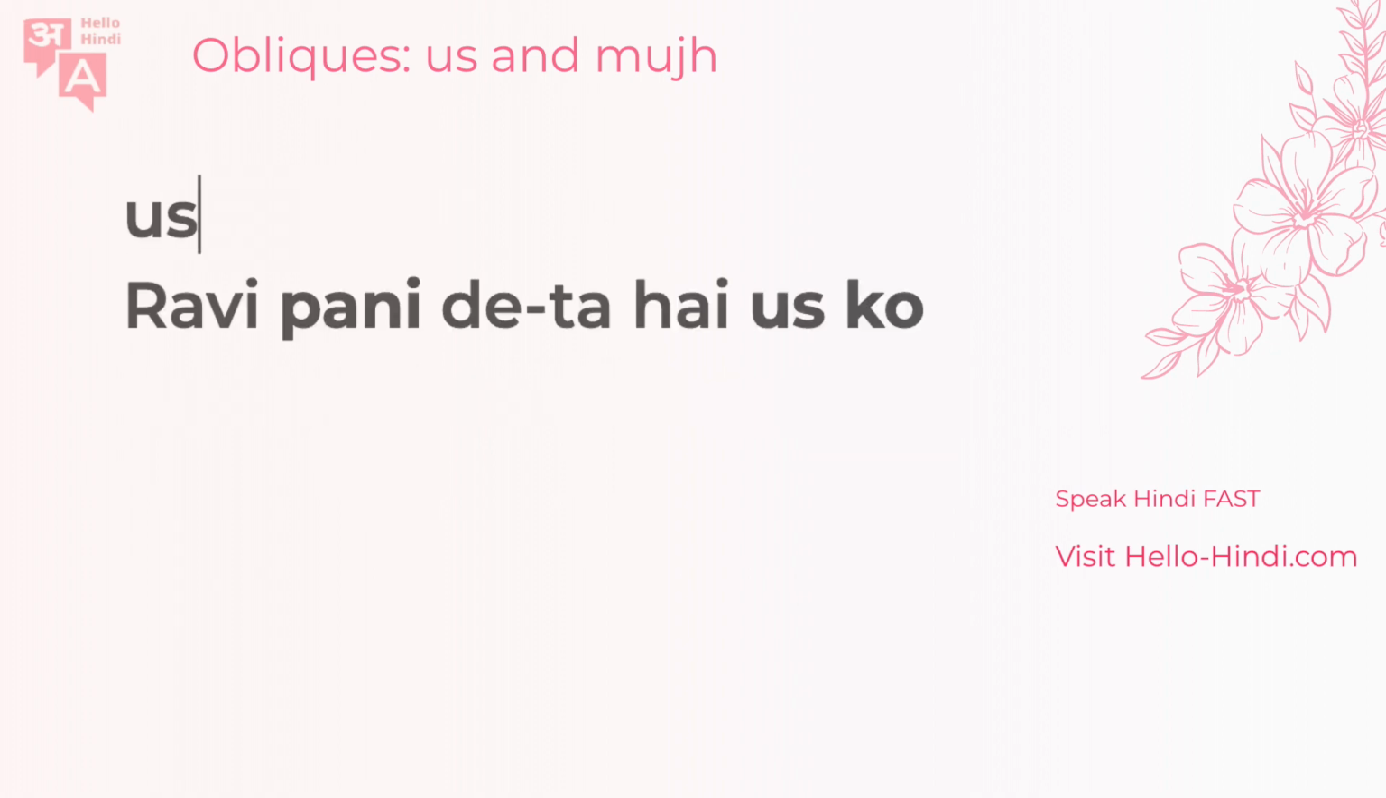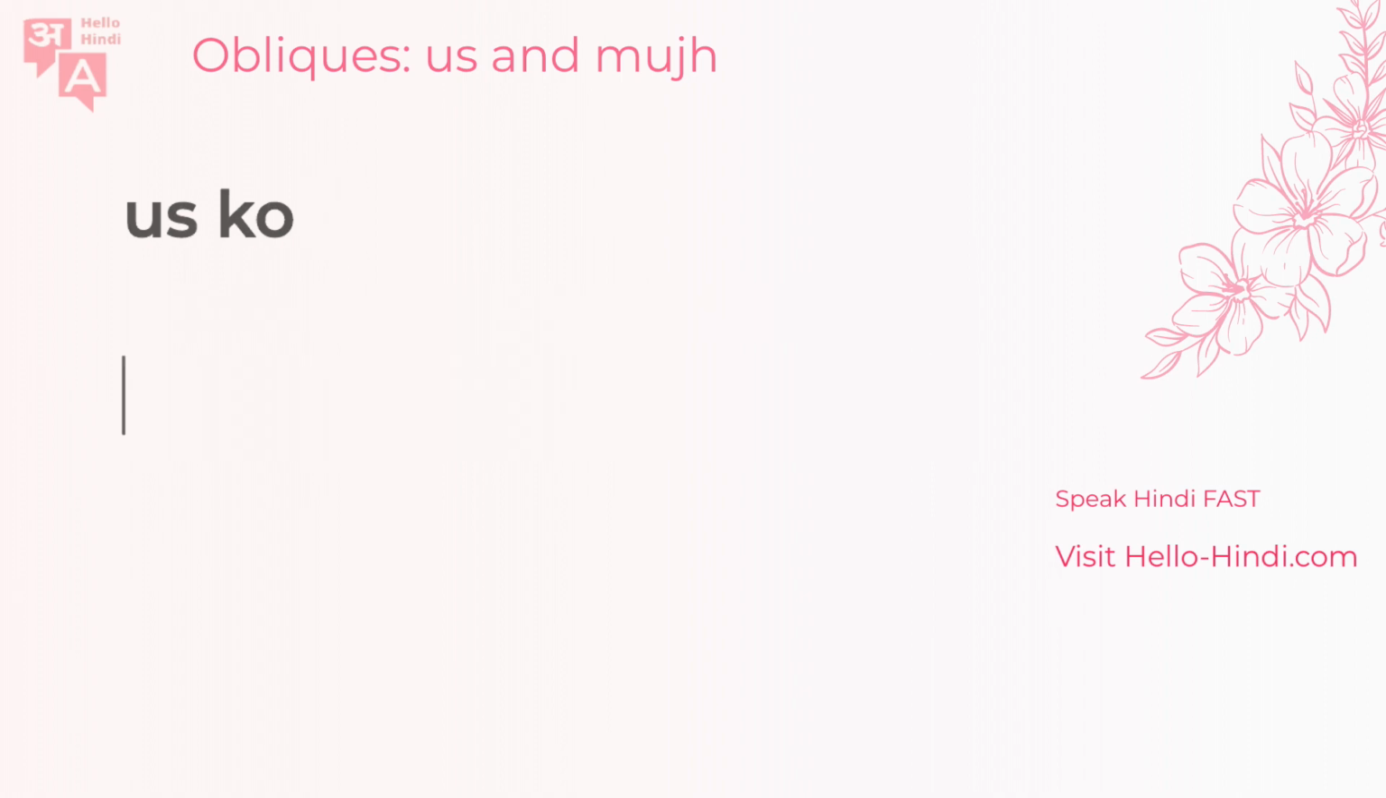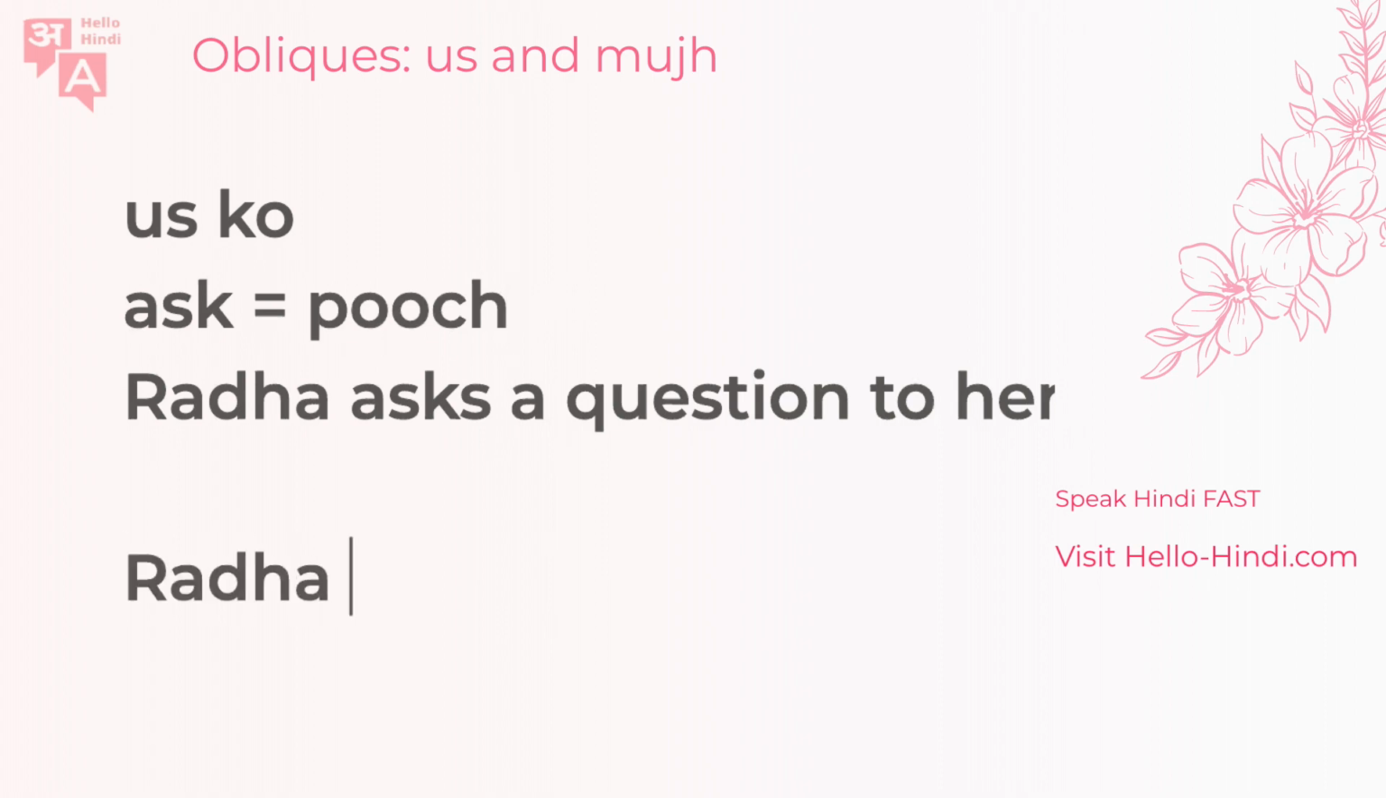So to him or her is just usko. You just want to remember this one. Very, very important. You'll hear this all the time now that you know this. Okay, let's try one more. Let's try Radha. Radha asks a question to her. So how can we say this? If the word for ask is pooch, how can you say the sentence here? Radha asks a question to her. Radha poochti hai. And that's all you need.